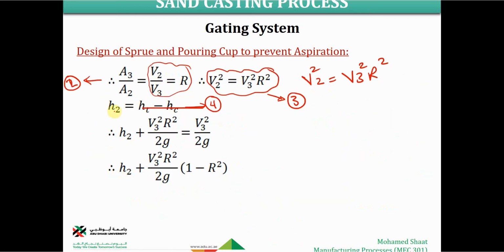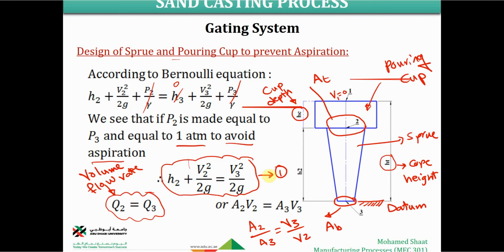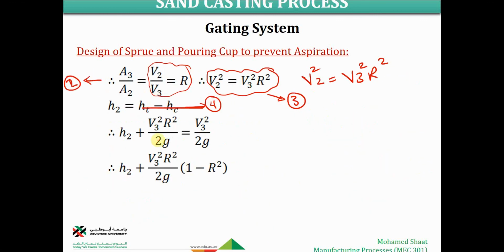So H2 will be HT negative H2. This is the first equation, equation 1 that we got here. If we plug in this information, first of all, if we substitute for this term into this equation, we're going to end up with H2 equals, and there should be no R square here. This is just a typo.